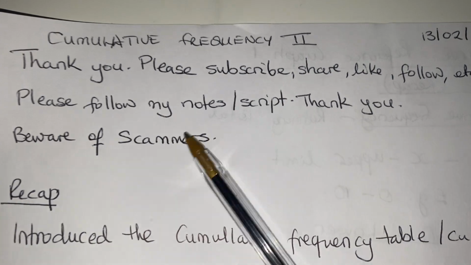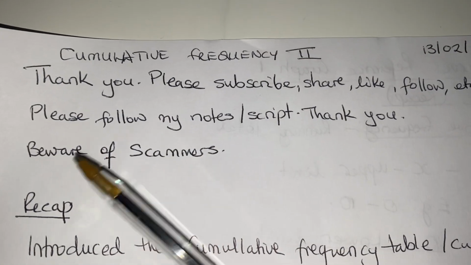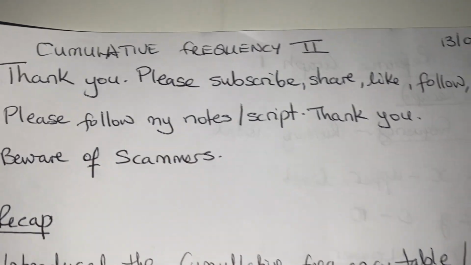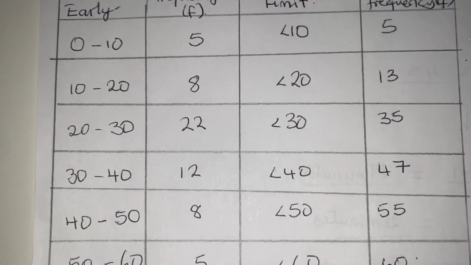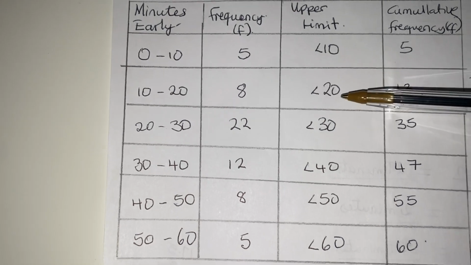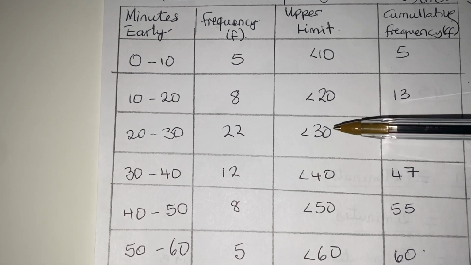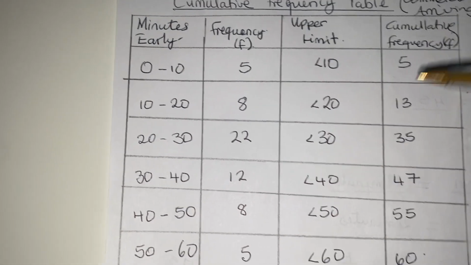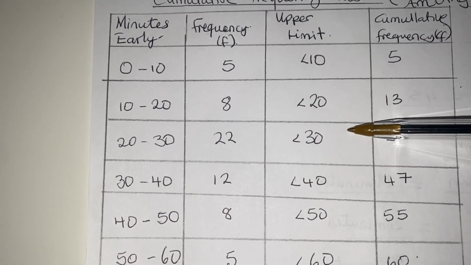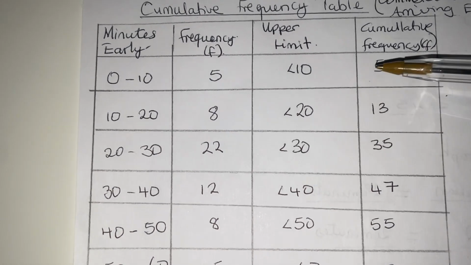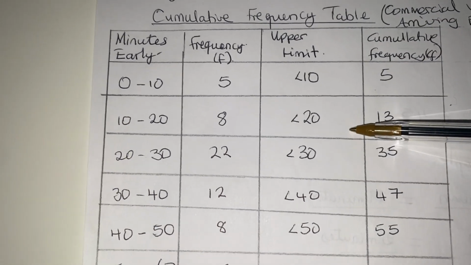In the comment section, you normally see, please follow my notes/script. It's very important. For instance, look at this table: less than 10, less than 20, less than 30. So if you hear anything apart from what is on the notes and what my pen is pointing to, then please go by the notes, okay?